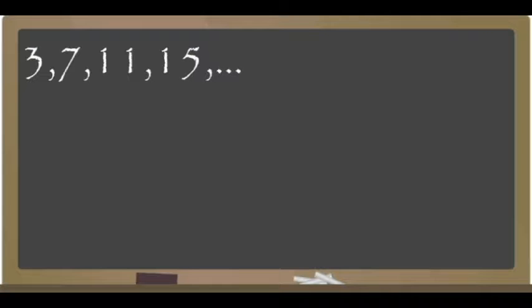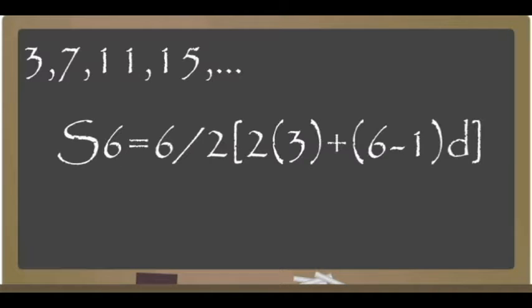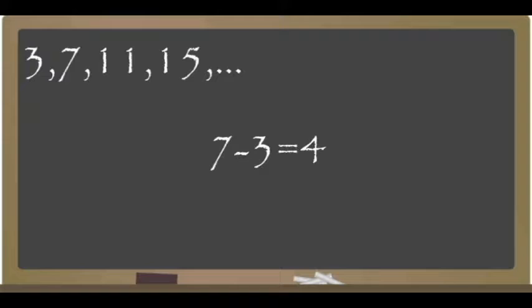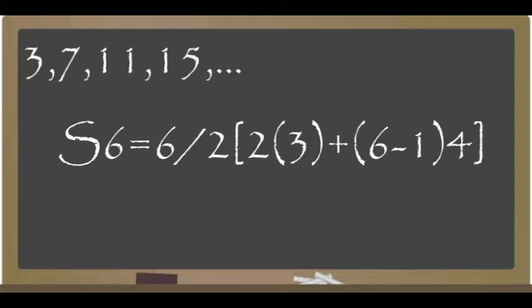3, 7, 11, 15, and so on. So in order to find the sum of the 6 terms, we can substitute certain numbers to their value such as 6 to n, 3 to a sub 1, and to find the common difference, we can just subtract 7 minus 3, which will be 4, so write 4 to d. And there you will be able to get 78.